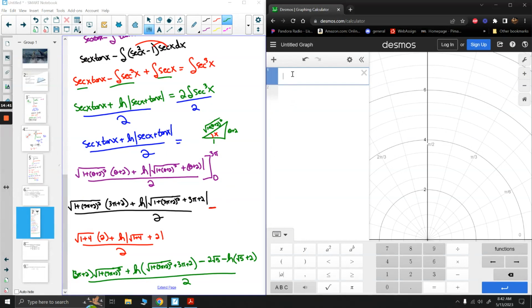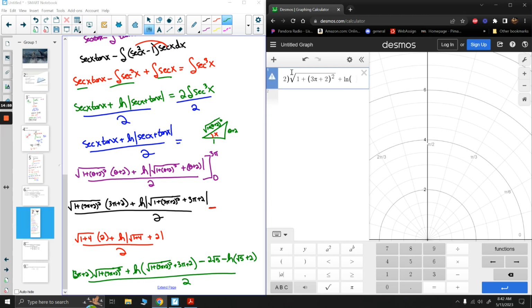Let's go ahead and see what that value is approximately equal to. So 3 pi plus 2, because that's just terrible. I don't know why I would do that to myself. I know why I do it to you, because that's the kind of person I am, but why would I do that to myself?